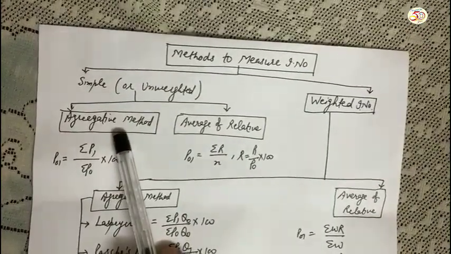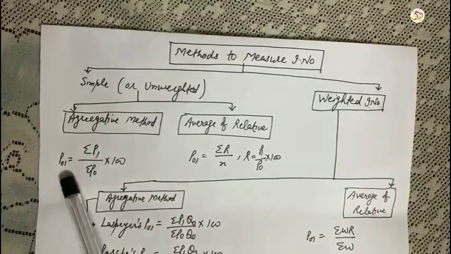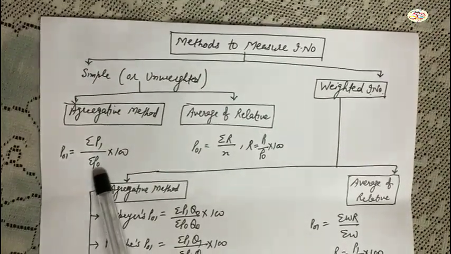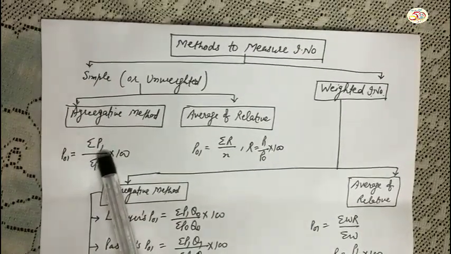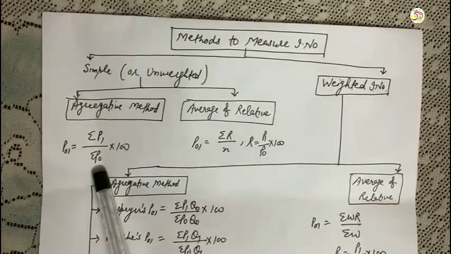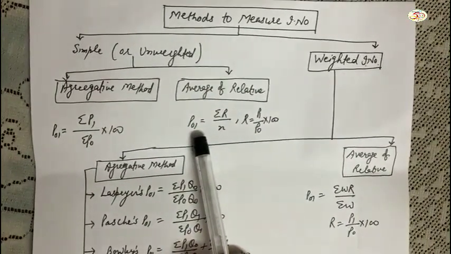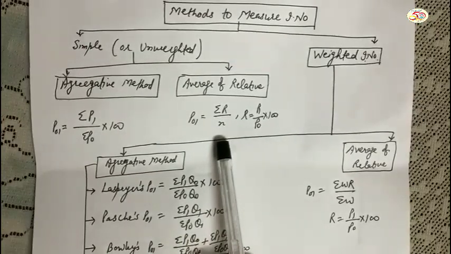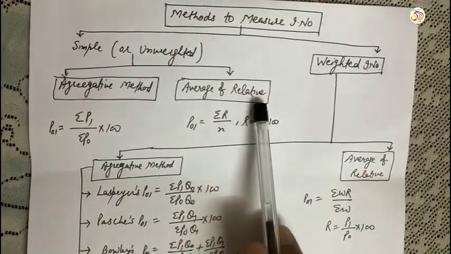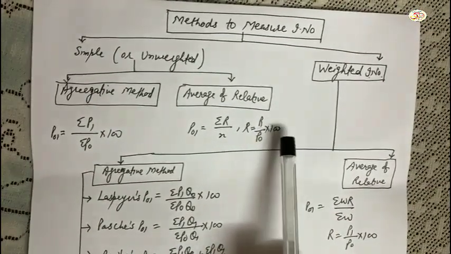When we measure it by the simple aggregate method, P01, that is the price index number, is equal to sigma P1 over sigma P0 into 100. Here P1 denotes prices of the current year, P0 denotes prices of the base year. In the average of price relatives method, P01 is equal to sigma R over N. Here R is the relative, so we take the average of relatives. How do we calculate the relative? R is P1 over P0 into 100.